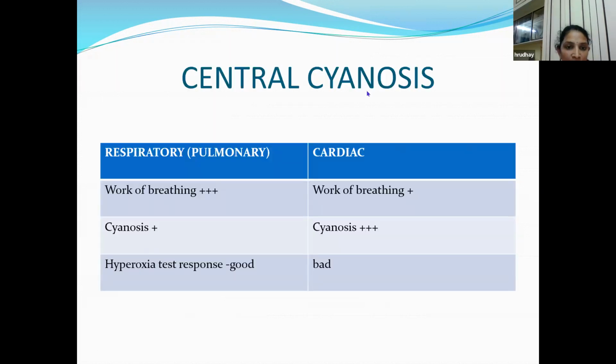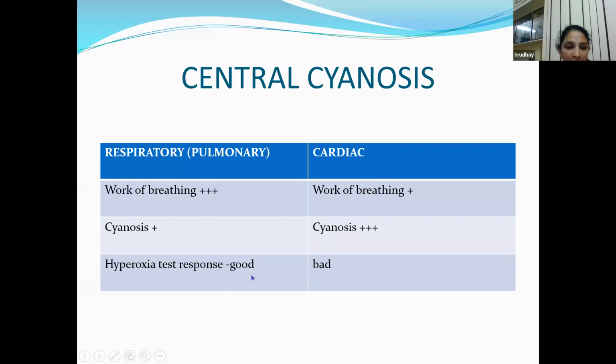In respiratory causes, the work of breathing is predominant compared to the cardiac cause. The scores like Downes score in a term baby or Silverman score in preterm babies will be high, that is more than 6. Whereas in cardiac causes, the work of breathing will be less. There could be a mild tachypnea, but the retractions and the score will be less, like 1 to 2 or 2 to 3 at maximum. Whereas in the respiratory cause, the work of breathing will be high and cyanosis will be mild. Whereas in cardiac, the cyanosis is predominant compared to the work of breathing.